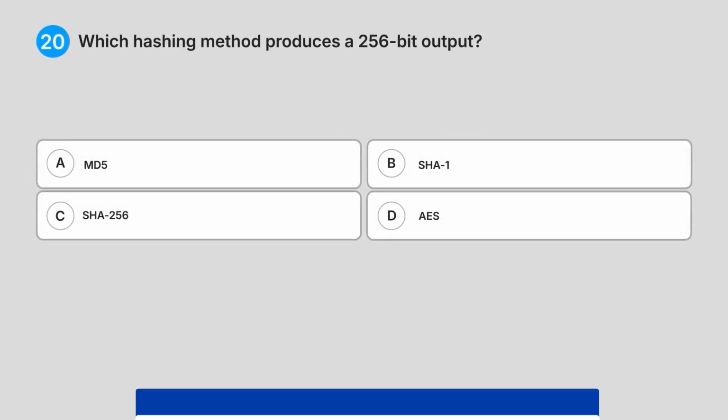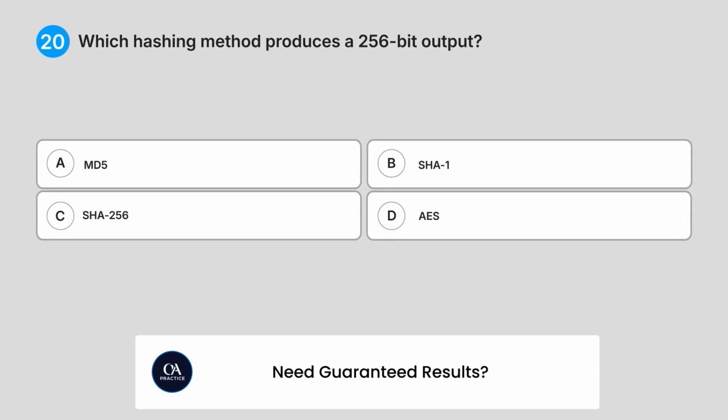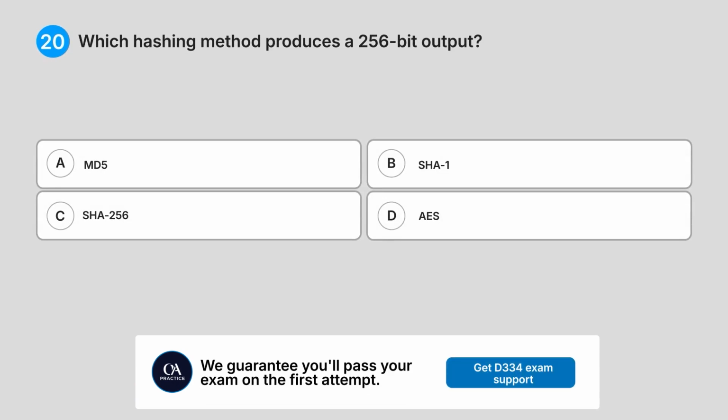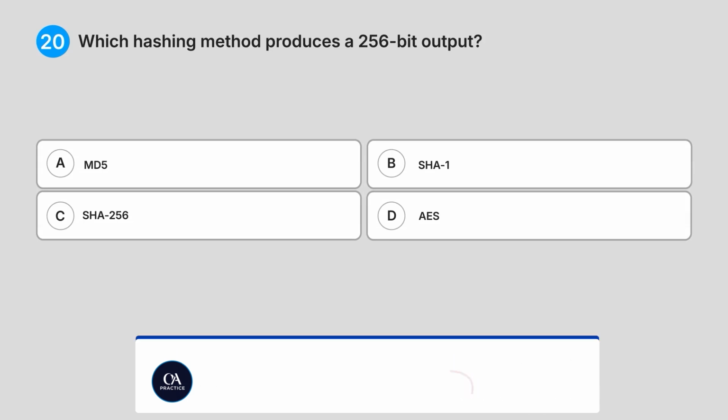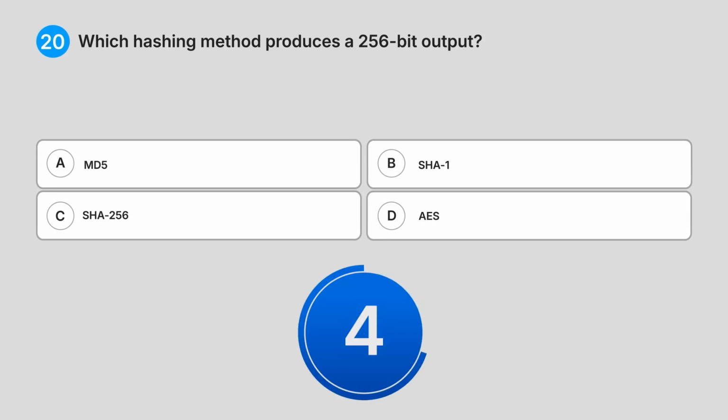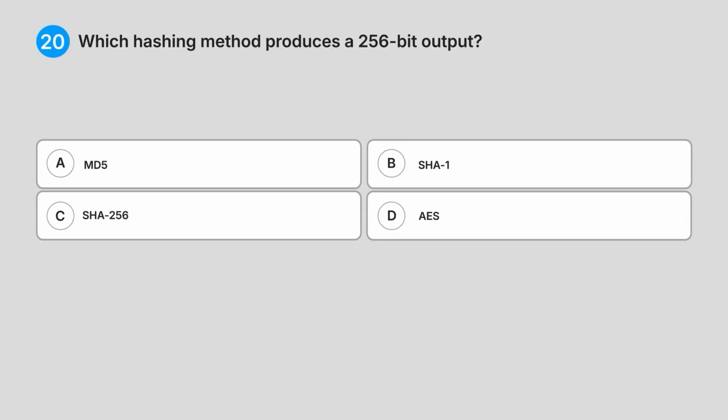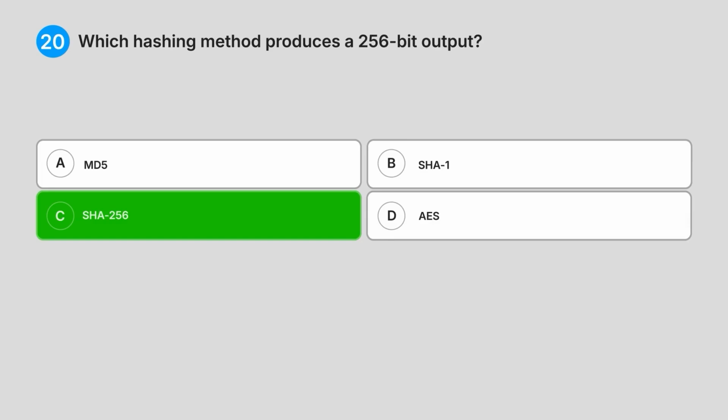20. Which hashing method produces a 256-bit output? A. MD5, B. SHA-1, C. SHA-256, D. AES. What do you think is the answer? Correct answer, C. SHA-256.